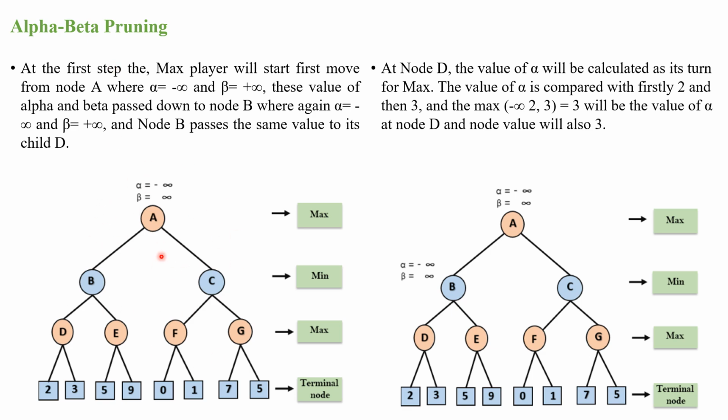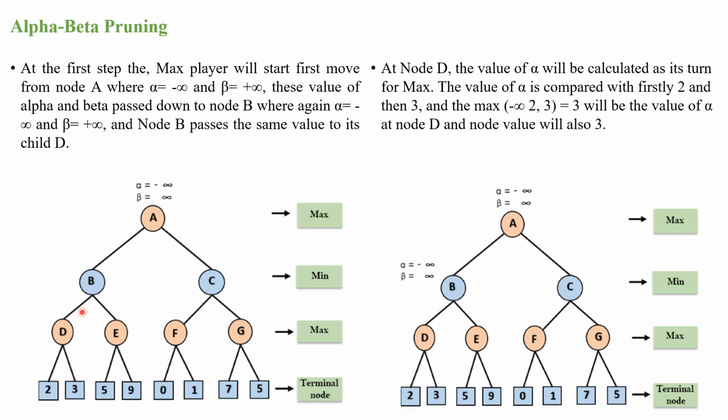Find the node values with the help of the alpha-beta pruning algorithm. First, this is the same as the min-max algorithm. A is the parent, and B and C are its child nodes. For D and E, B is the parent node. For F and G, C is the parent node. Let us assume max, then min, then max. These are the terminal or utility values given in the problem.